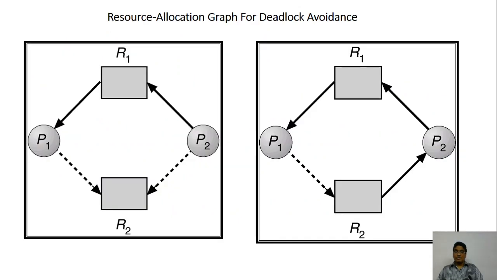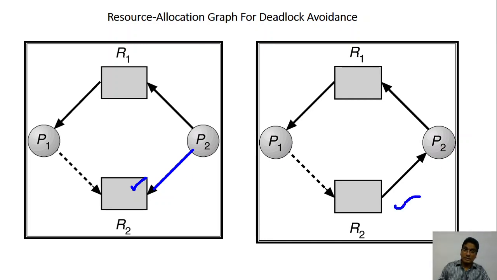If you are getting confused, initially if you look at this one, P2 is making a request. What is this dashed one? That is a claim edge. In future, P2 is going to make a request. Now the time has come when P2 came to you and made a request: I want that. So this is a request edge.